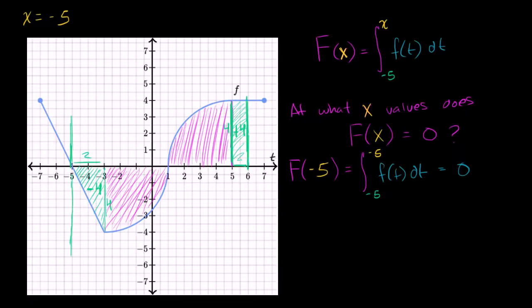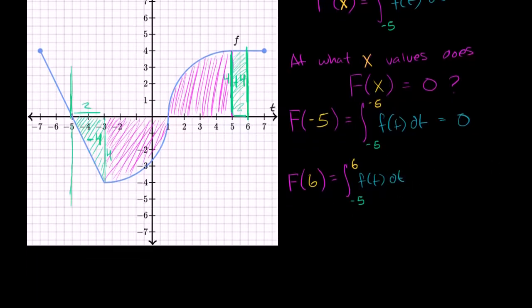Let's write that down. So capital F of positive 6 is going to be equal to the definite integral between negative 5 and positive 6 of f of t dt. Well, we can break this up. We already went through it. I'm just going to make sure that we really understood what was going on.